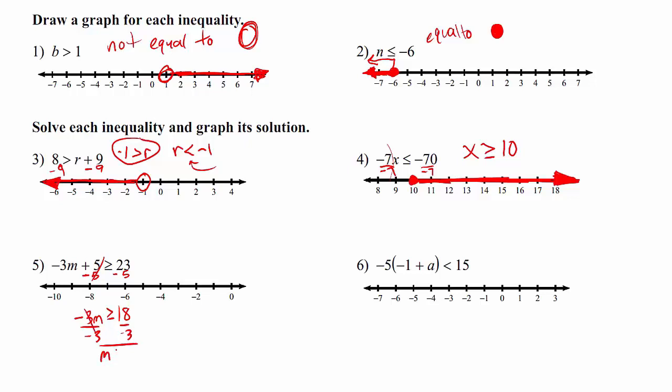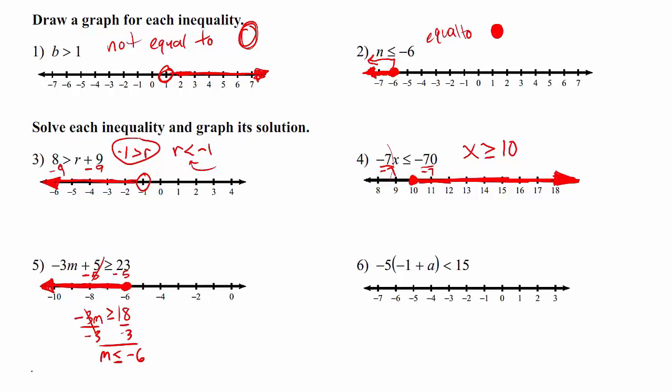And because we divided by a negative, we're going to flip the inequality around. And we get m is less than or equal to -6. So at -6, I'll put a filled in circle. Then I'm going to shade to the right. I mean the left. That's totally the direction I'm going. The left.